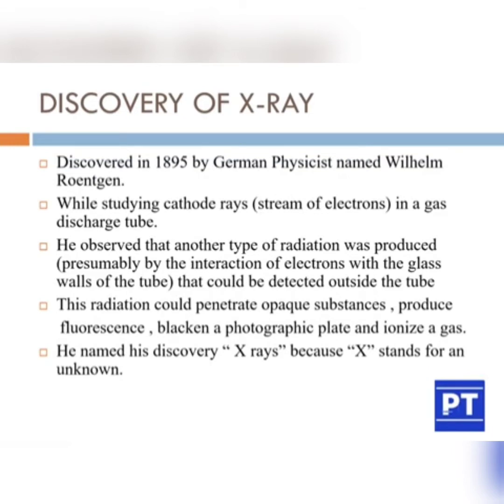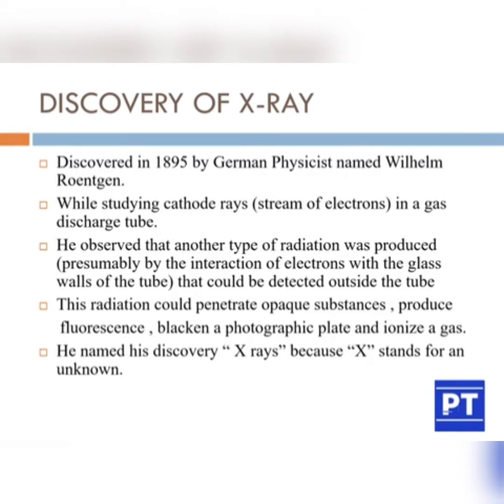X-rays were discovered by a German physicist named William Röntgen on November 8, 1895. While he was studying cathode rays, a stream of electrons in a glass discharge tube, he observed that another type of radiation was produced by the interaction of electrons with the glass walls of the tube that could be detected outside the tube. This radiation could penetrate opaque substances, produce fluorescence, blacken a photographic plate and ionize a gas.